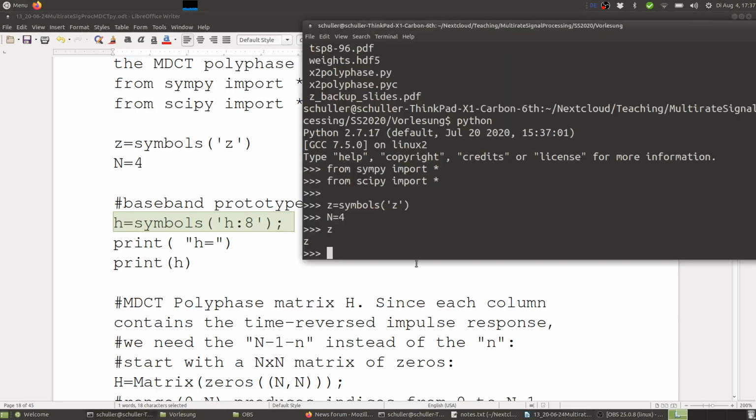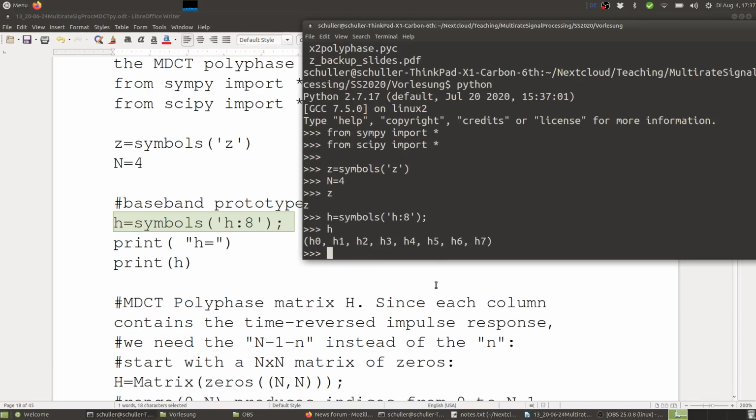Copy and paste. So let's see how that looks. So here you can see it. We have 8 symbols now, H0 up to H7. Right, that's very convenient, so we don't need to come up with numbers, we just have an array of symbols.